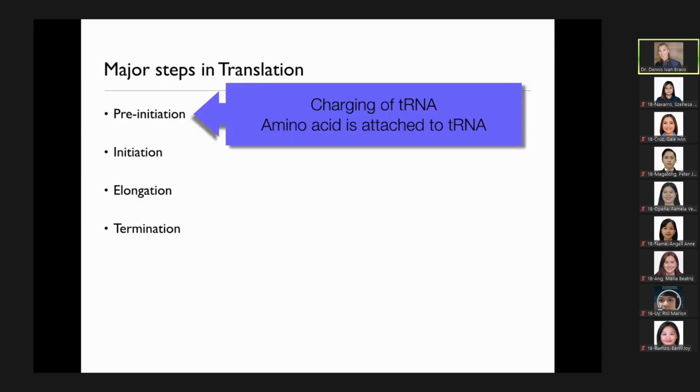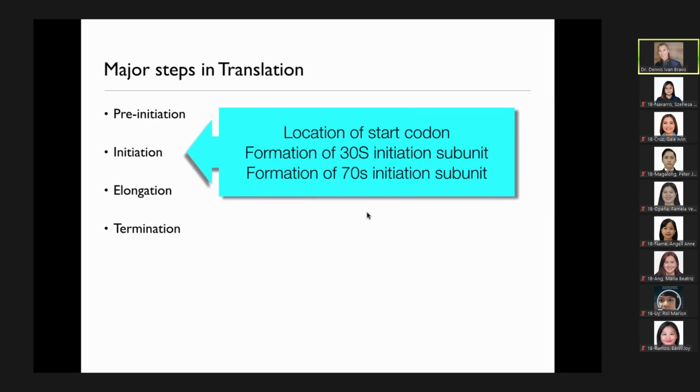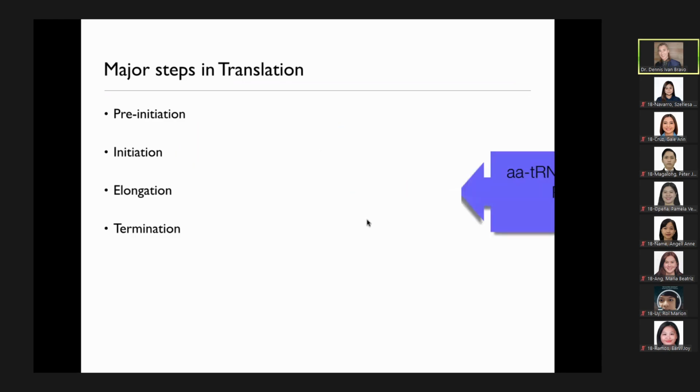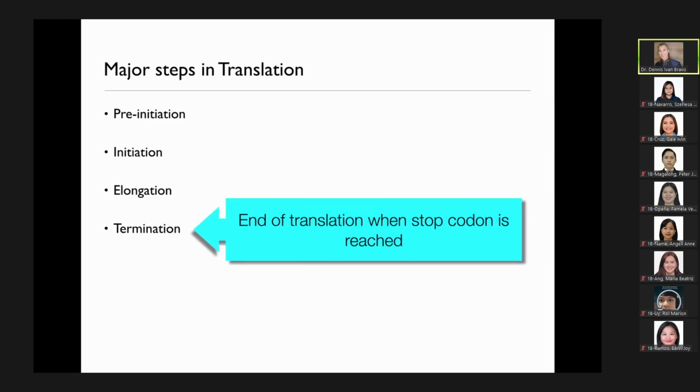We can divide translation into 4 major steps. This includes pre-initiation, where the tRNA are charged, or in other words, the amino acids are going to be attached to its carrier. That is the tRNA. Initiation is where the start codon is going to be located, followed by elongation. So the amino acids carried by tRNA enter the ribosome via the A site. This is followed by peptide bond formation and a movement called translocation. And finally, termination is when the stop codon is finally reached.